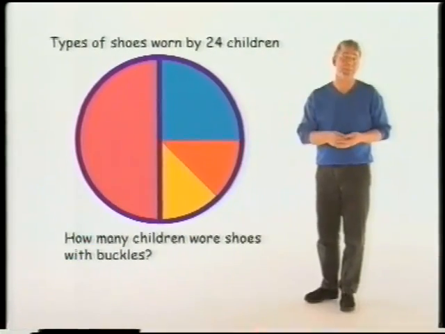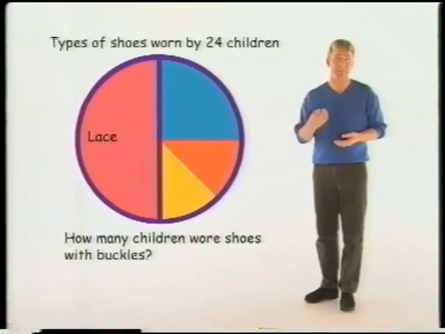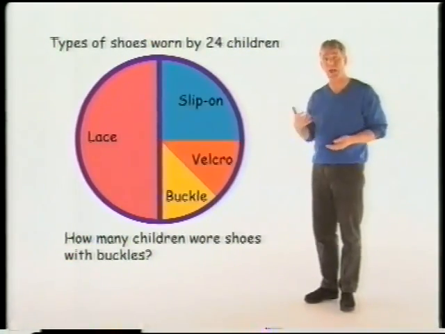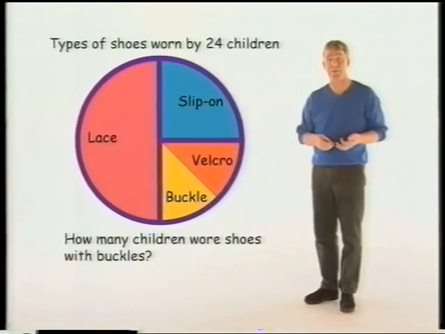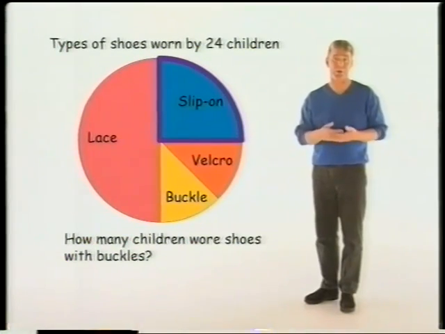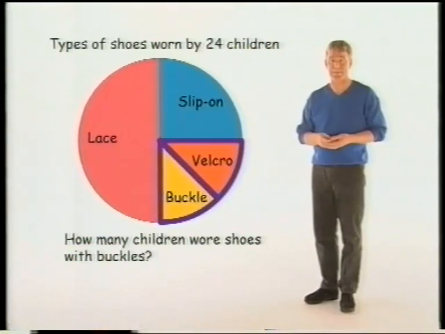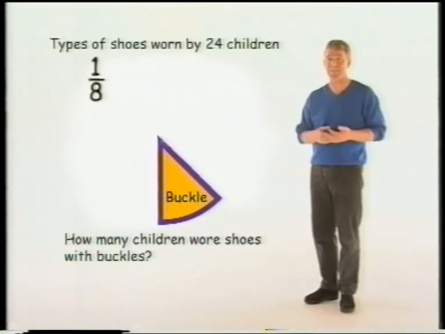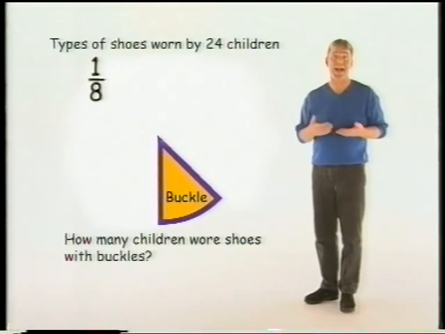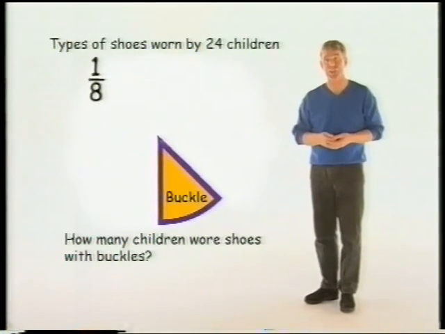The pie has been cut into half, with lace-ups on one side and all other shoes on the other. This half has been cut into half again, that's into quarters, with 1 quarter wearing slip-ons. The other quarter has been cut into half again. That's into eighths for Velcro and buckles. 1/8 of the pie is buckles, so 1/8 of the children had buckled shoes.